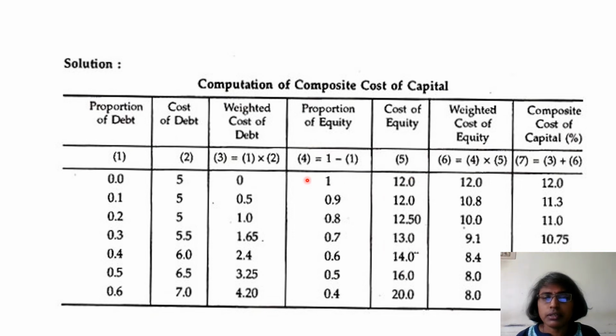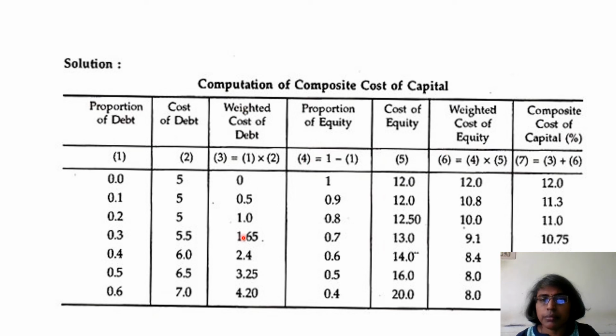The next thing is cost of equity, which is given in the problem, like 12, 12, 12.5, 13, like that. The next is weighted cost of equity, which we need to find out. That is 1 multiplied with 12, then 0.9 multiplied with 12; like that we multiply the proportion of equity with the cost of equity. Then the last step is to find the composite cost of capital. We add the weighted cost of debt plus the weighted cost of equity. When you add these two, you get the composite cost of capital.